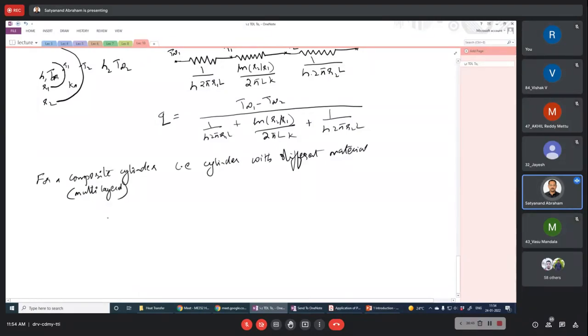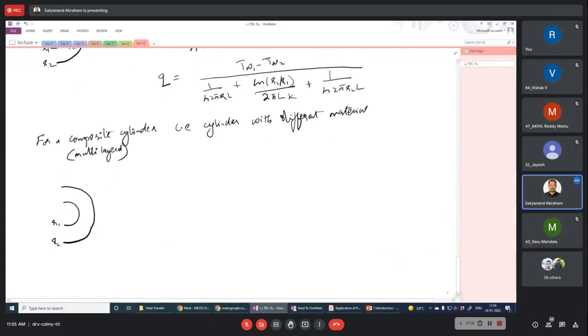Okay, composite cylinder or multi-layered cylinder. So how does that actually look? Inside we are going to have an inner circle with some thickness, so its radius moves from R1 to R2. And outside that we are going to have another material with the radius R3.